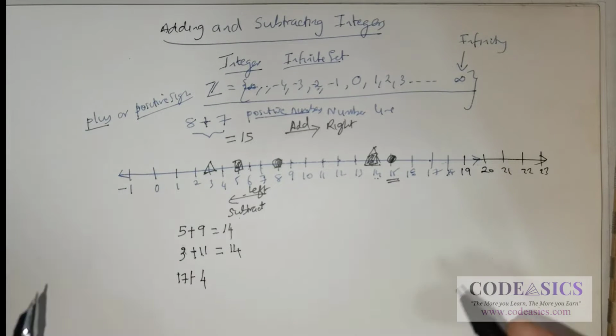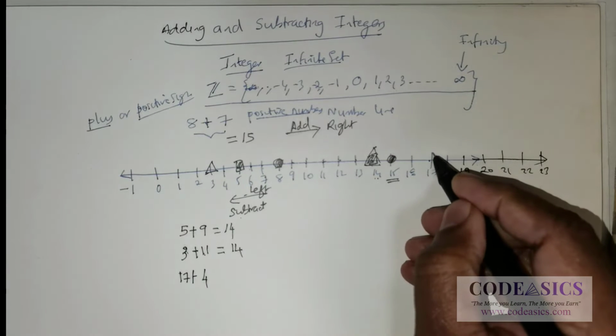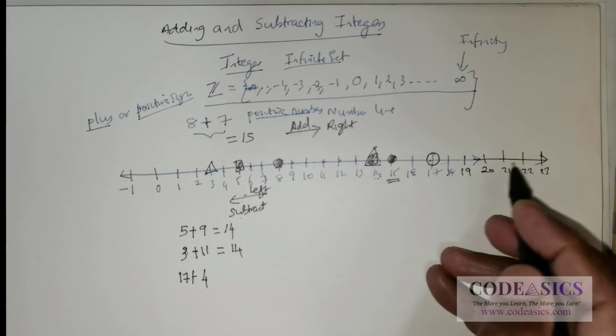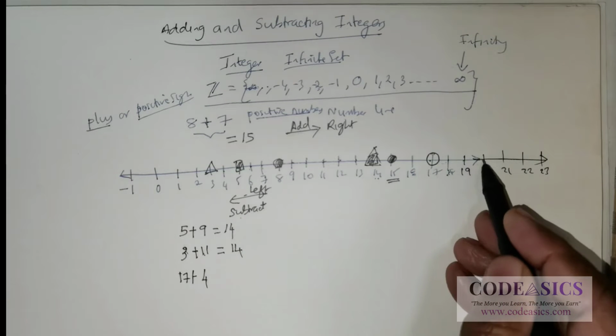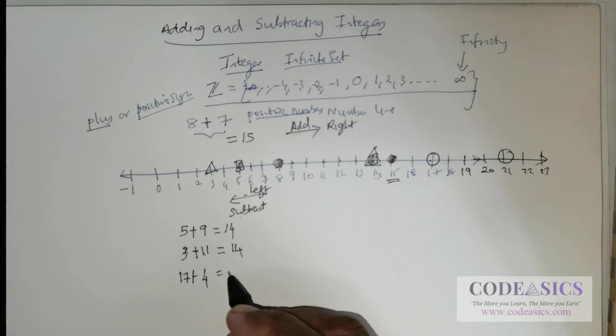I don't need much here because I need just 4 numbers. 17 is over here. From 17, I need to add 4 numbers. So count 4. 1, 2, 3, 4. So where do I land up? I land up at number 21. That's it.